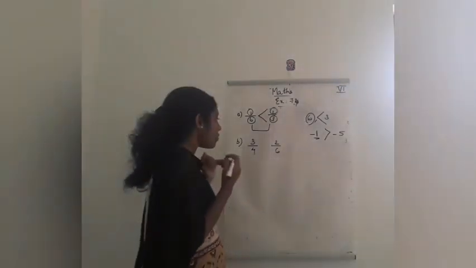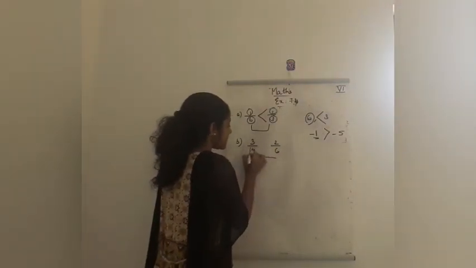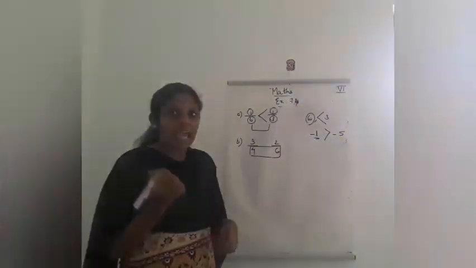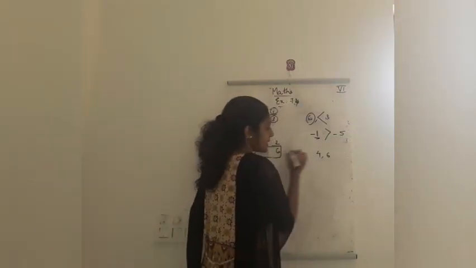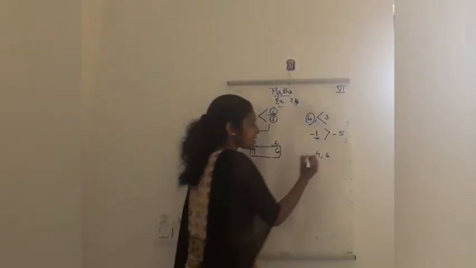In such a case, what you have to do is find the LCM of these two. Find the LCM of the denominators, the LCM of 4 and 6. So I am going to do the LCM of 4 and 6. Since the denominators and numerators are not the same, we do the LCM of the denominators.